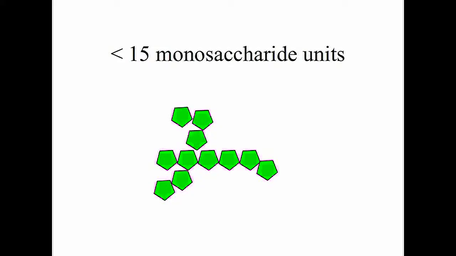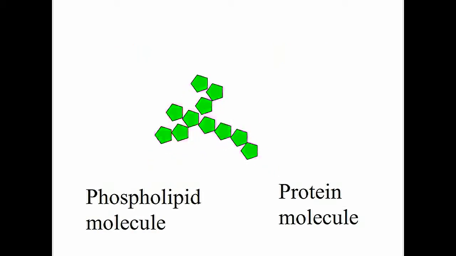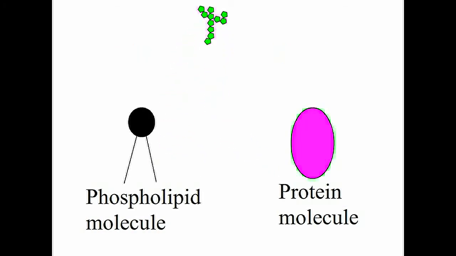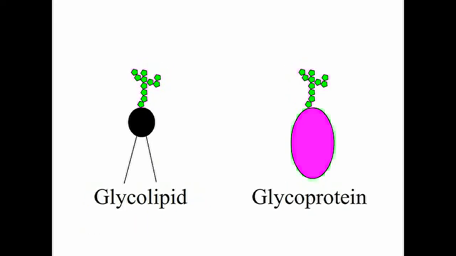Now let's go on to membrane carbohydrates. Membrane carbohydrates are short branch chains of fewer than 15 monosaccharide units. They are covalently bonded to proteins to form glycoproteins and covalently bonded to lipids to form glycolipids.